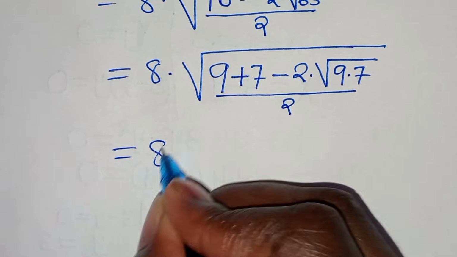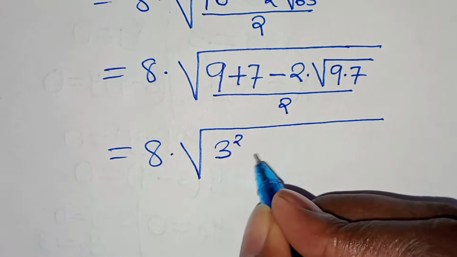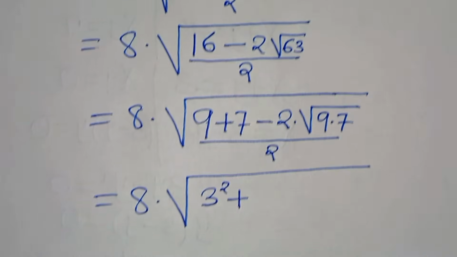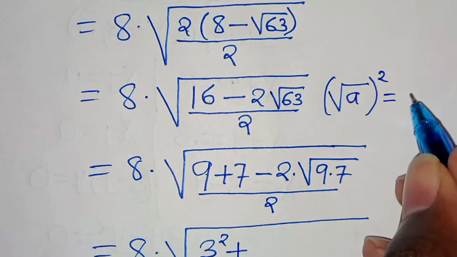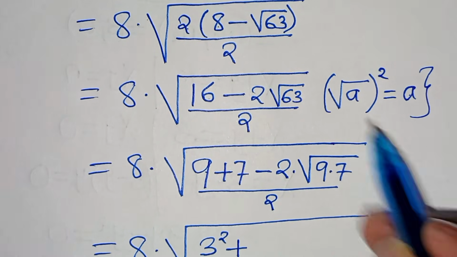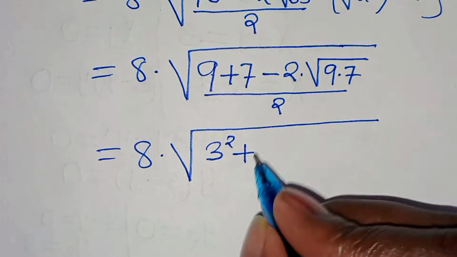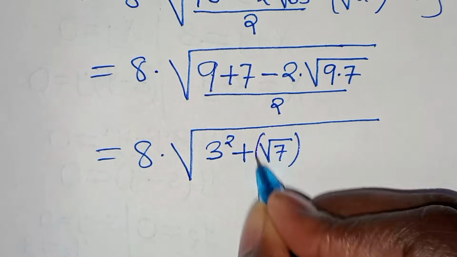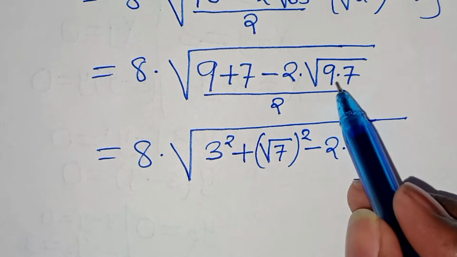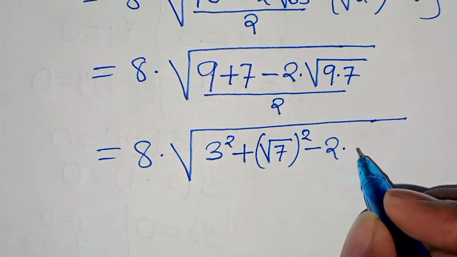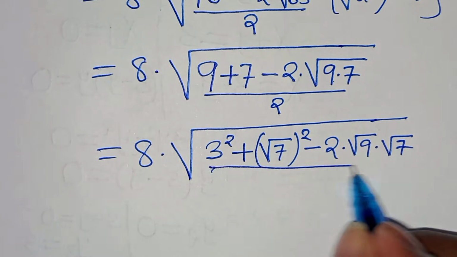So this is equal to 8 times square root of, we can express 9 as 3 to the power of 2, then plus. Now, we have that a square root of a raised to the power of 2, this is the same thing as a. So we can express a as square root of a to the power of 2. Now, similarly, we can express 7 as square root of 7 raised to the power of 2, then subtract 2 times. Now, we can express the square root of 9 times 7. This is the square root of 9 times square root of 7, everything here, divided by 2.